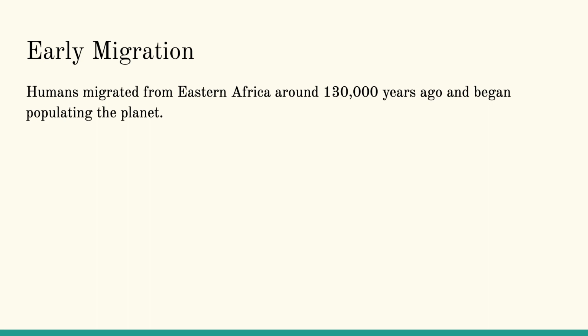Okay, you do not have to write this down. It's just we have to talk about it to understand what's going on here. The first humans, according to scientists, show up in Eastern Africa around 130,000 years ago and begin populating the planet. Now, this version of humanity is not the same version of humanity that we are today.